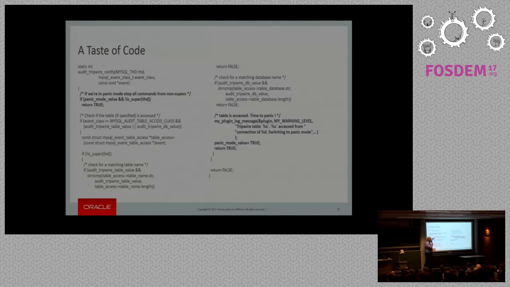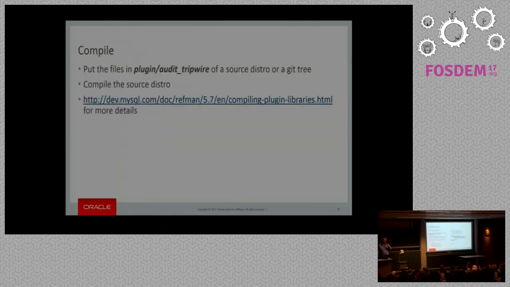It checks whether we are accessing tables and whether we have set up the plugin. So we have a table and a database value. If we have those, it checks the values against the table that is being supplied. And if it matches, then it enters panic mode. In panic mode, it sets the panic mode flag, logs the message, and then tells the server to stop executing the current command. So this is the code. It's on GitHub. You can play with it as much as you like.